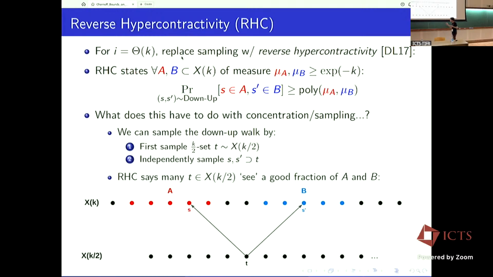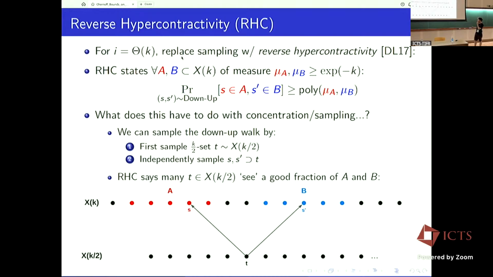So what does this say? The probability that I land in A and B is saying that maybe not many T, but a non-trivial fraction of T, corresponding to the measure of A and B, have to see a reasonable fraction of A and B. When I fix T, what's the probability that I land in A and land in B? It's just the product of the local measure of A and B as seen from T. And so this is a sampling type of question. It's just that the parameters now depend multiplicatively or polynomially on the measure of A and B. So it's a different regime, but it's still very much a sampling or concentration style result.